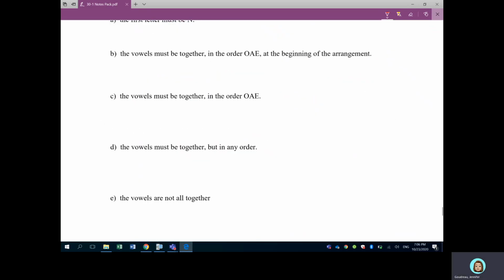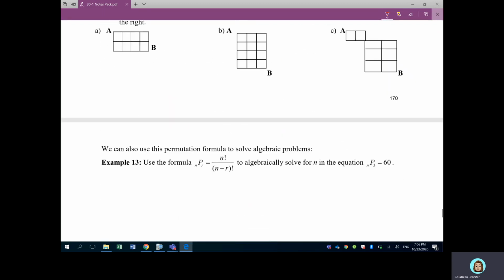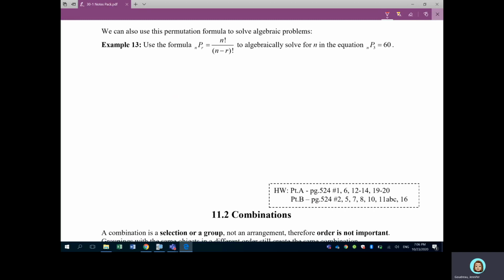Now we're going to skip through a couple of examples, and we're going to look at an nPr question where we don't know n and r. Example 13 says, use the formula nPr equals n factorial over n minus r factorial to algebraically solve for n given the equation n permute 3 equals 60. So we can't just put this in our calculator, because we're missing n. We also don't want to just start guessing values of n and choosing nP3 in our calculator over and over again until we get 60. We want to solve this algebraically.